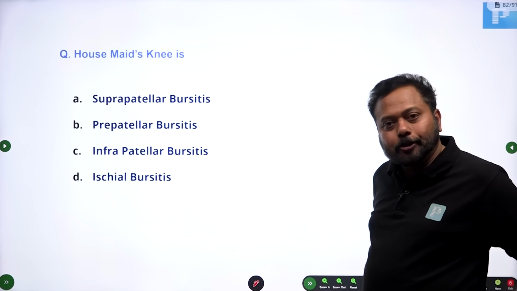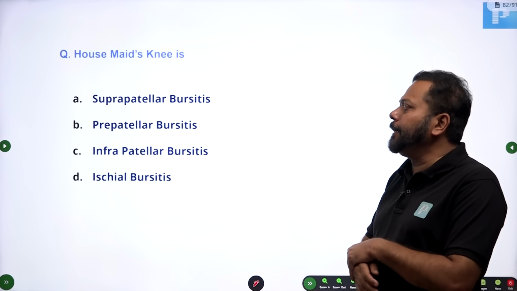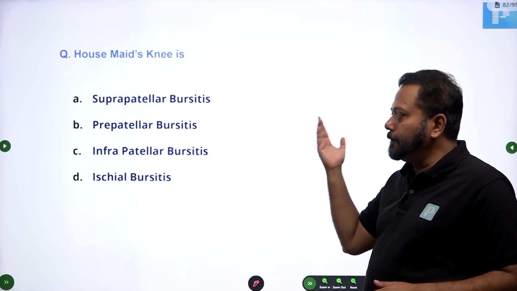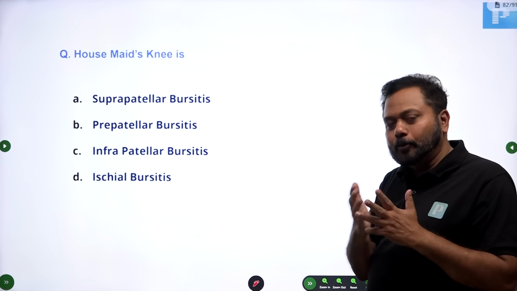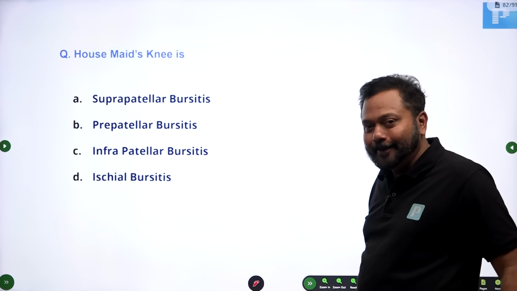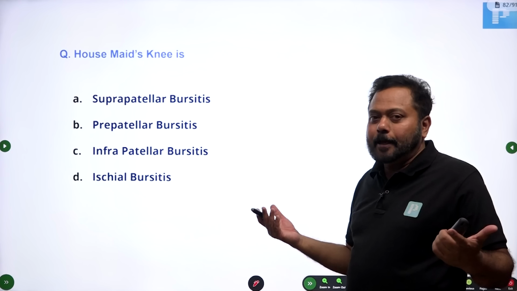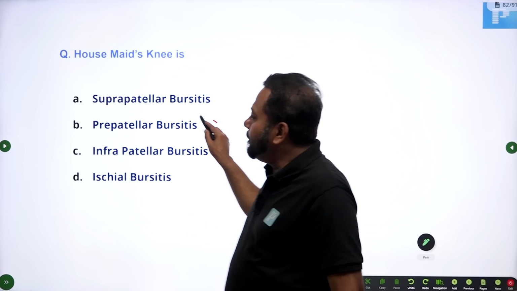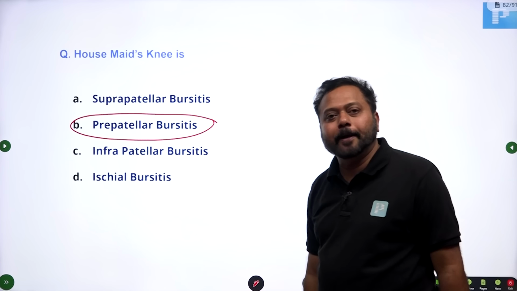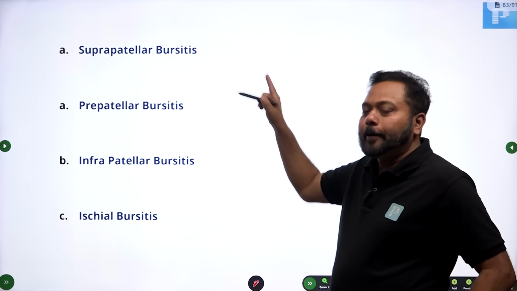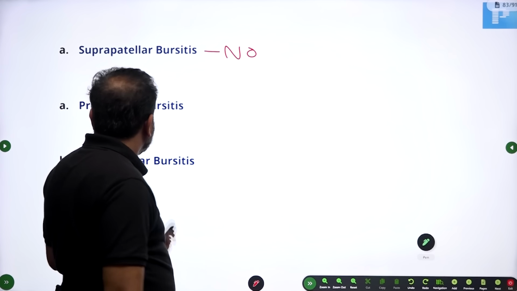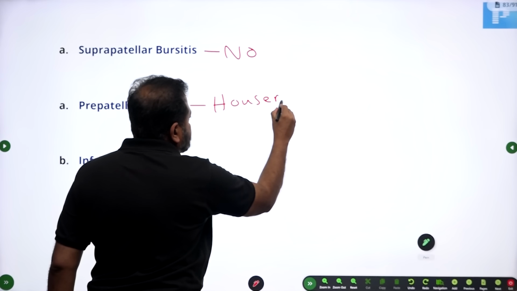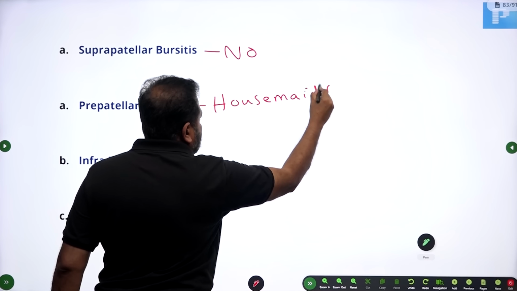We'll move on to the next topic. Housemaid's knee: suprapatellar bursitis, prepatellar bursitis, infrapatellar bursitis, ischial bursitis. Housemaid's knee has been asked several times. By this time you would have guessed the answer. It is prepatellar bursitis that is called housemaid's knee. Suprapatellar bursitis has no special name. Prepatellar bursitis is called housemaid's knee.